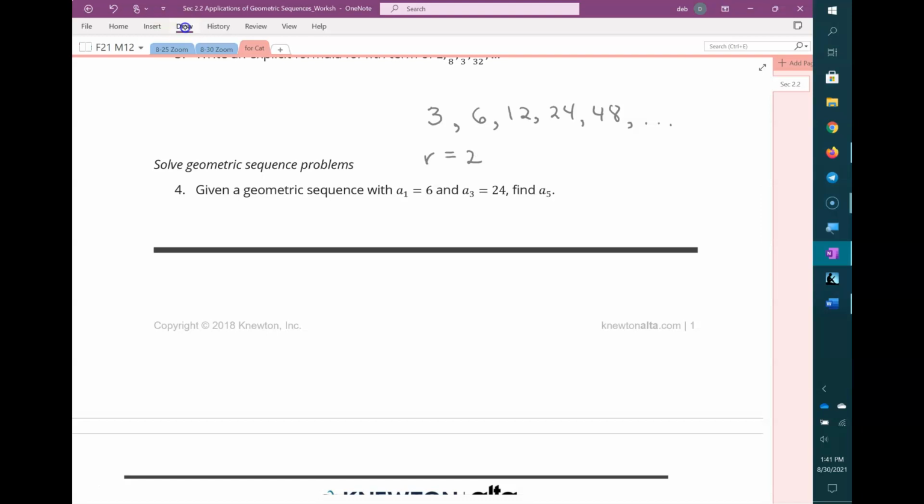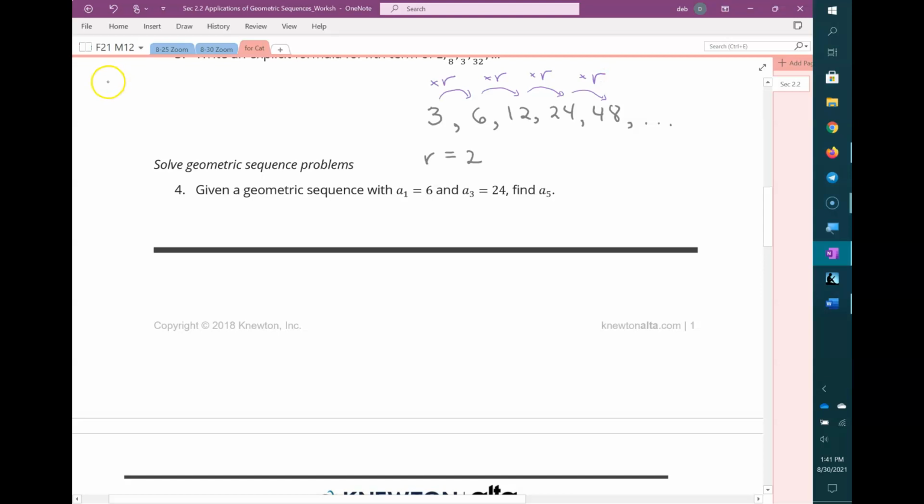And so one of the ways students have told me they find it helpful to think of this is by jumps. They think of how you get from one element in the sequence to the next one as a jump that's a multiplication by r.